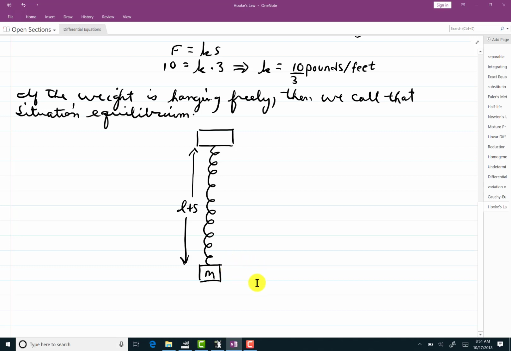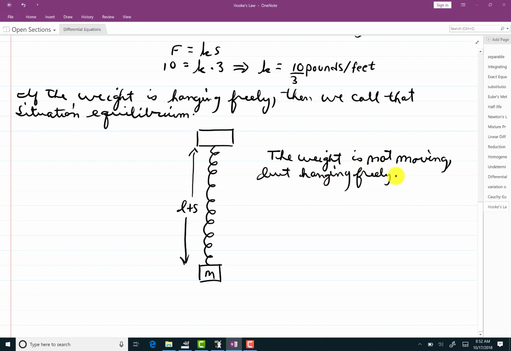So the weight is not moving, but hanging freely. So there's no force or anything like that acting on it, other than the force of gravity trying to pull it to the ground. So this represents equilibrium as it's just laying there. Basically, we're either going to pull on this thing in some way or push on it, then move out of the way and let it bounce up and down, up and down, up and down. And that's the motion that we're going to try to figure out in this section.